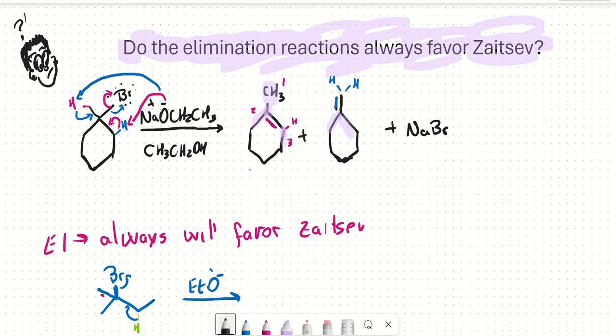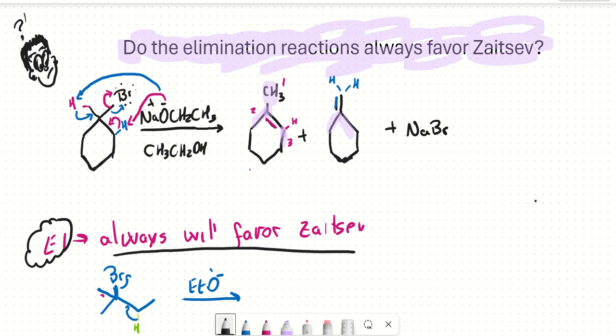We can say that they will normally favor the Zaitsev products, right? So we cannot say that they will always favor Zaitsev products. And why? Because we're talking about elimination reactions. If you ask me about E1, yes, E1 will always favor Zaitsev because we have a carbocation over there. It's free, so we can attack any side. We don't have any steric hindrance over here that will not allow this reaction to happen.